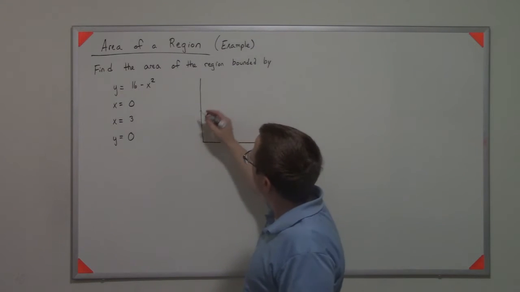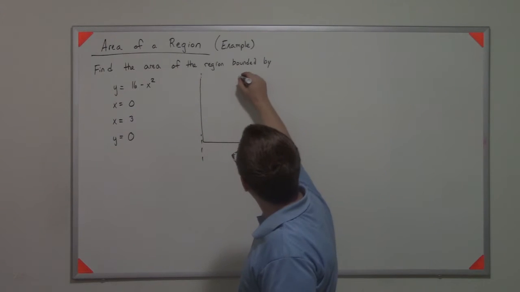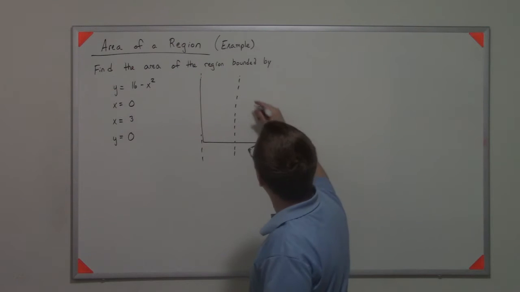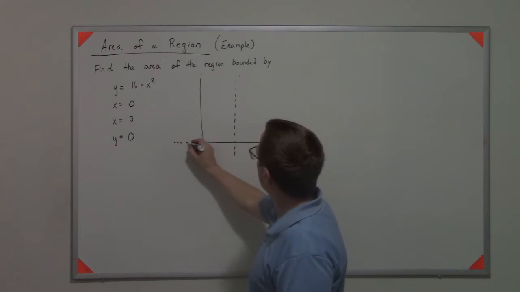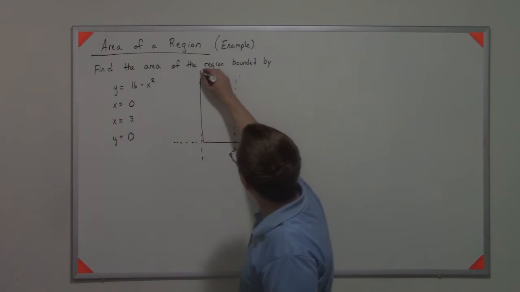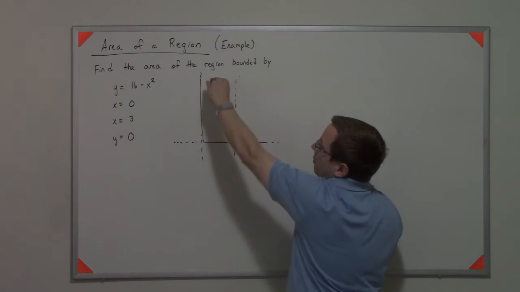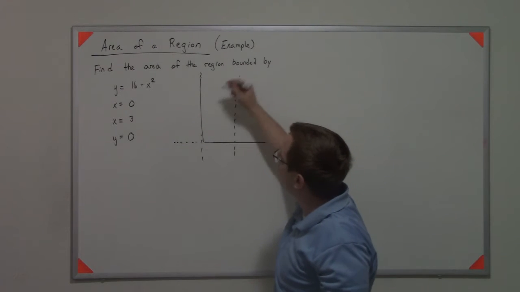So x equals 0 is this line here. x equals 3 is this line here. Ooh, that's not a very good line, but just pretend it is. y equals 0 is this line here. So we already know that we're somewhere between this strip and above that strip, because we're bounded between there and we're bounded above there.